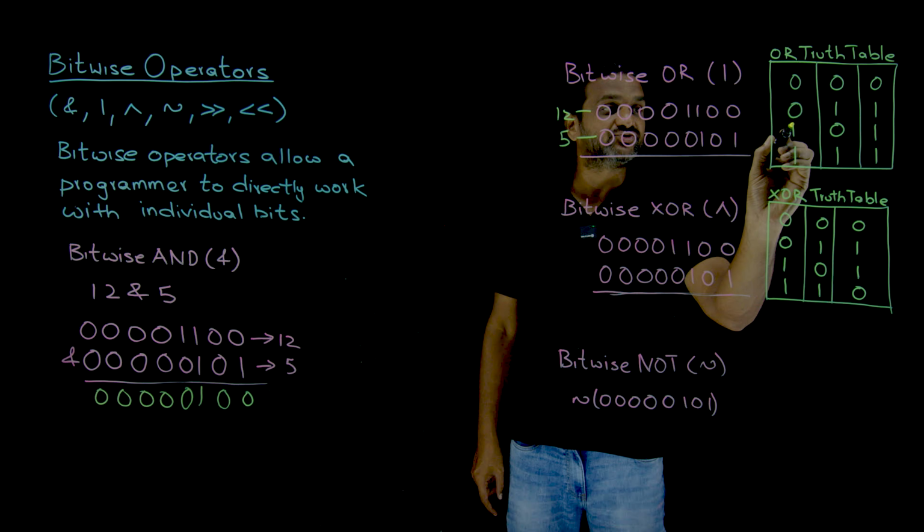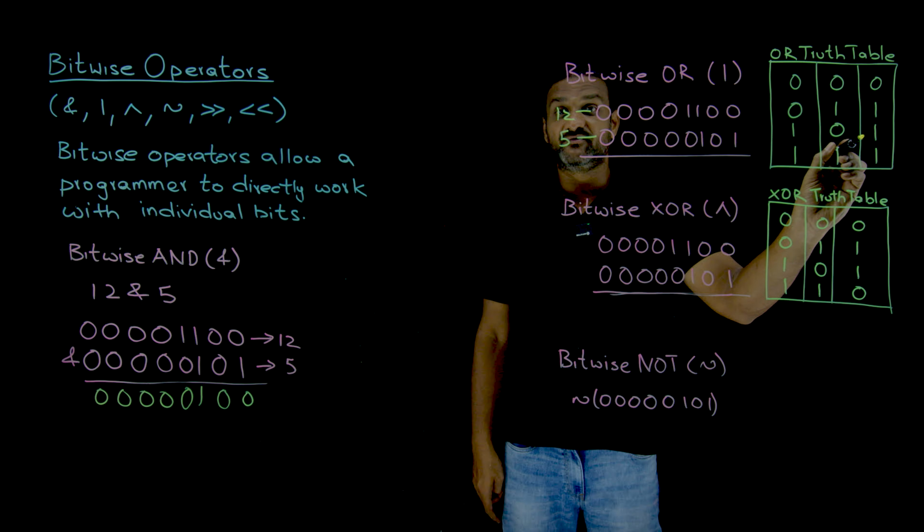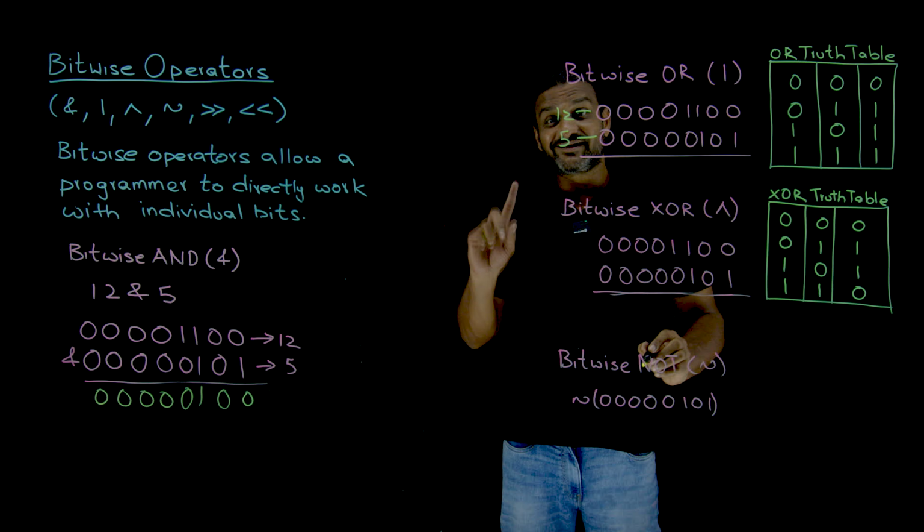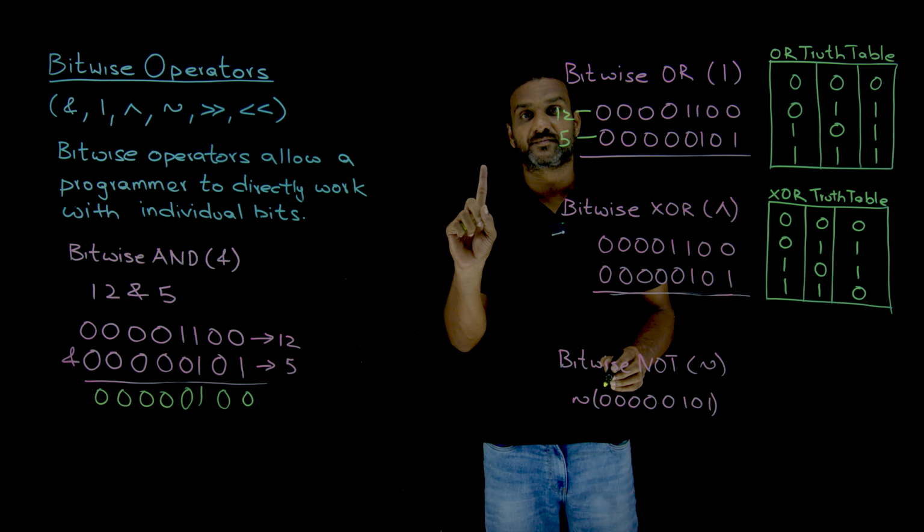Here this bit is true, so we are going to produce an outcome of 1, and of both the bits, at least 1 should be true. Okay.